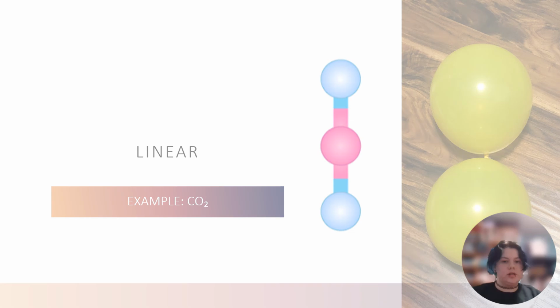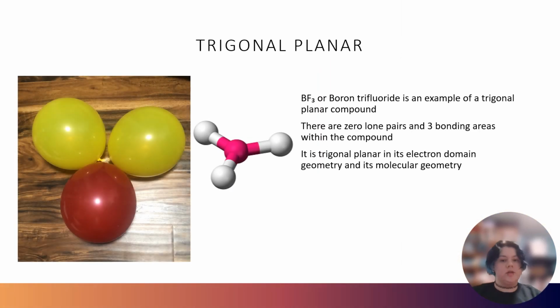The next one is the trigonal planar. It typically has 3 bonding areas and no lone pairs. This one here I'm using BF3 as an example. It is also trigonal planar in its electron domain geometry as well as its molecular geometry. That one there, it is almost the same as the linear. You take the beginning and you basically are just adding another balloon in to make it like a 3 or a flat pyramid.